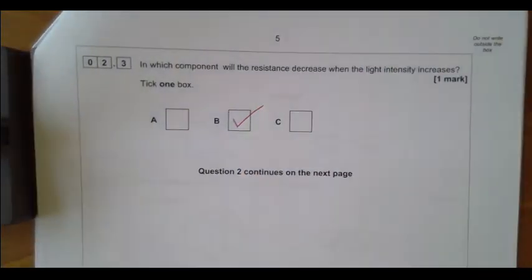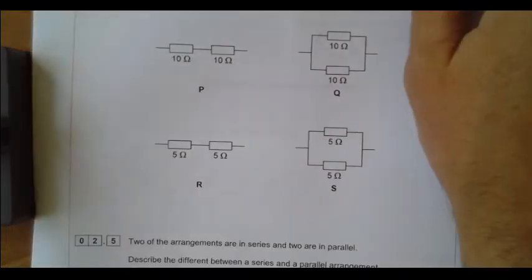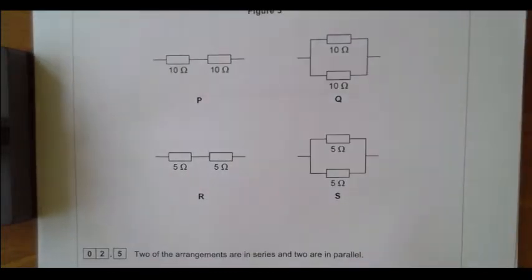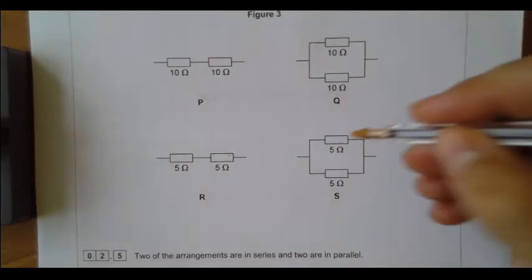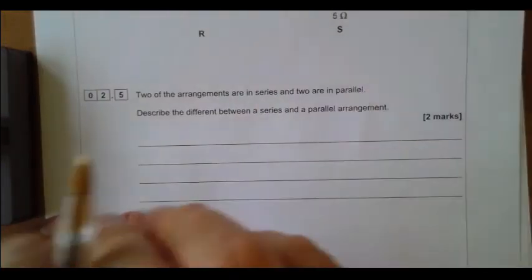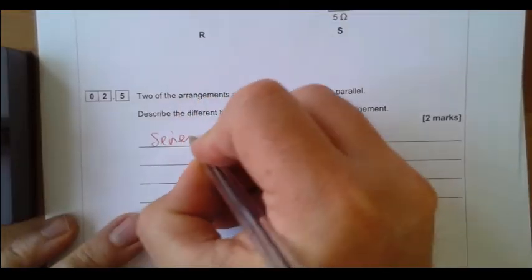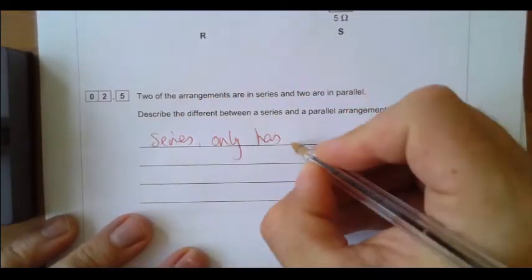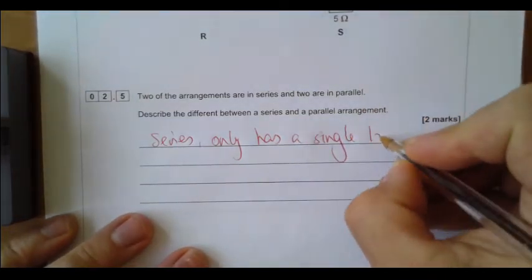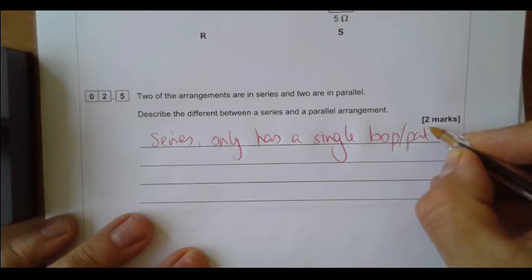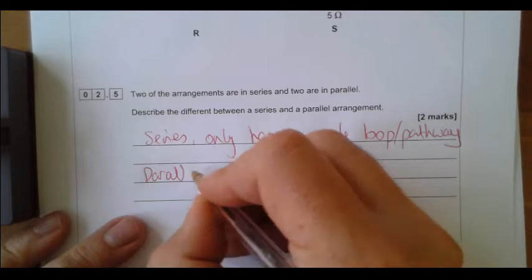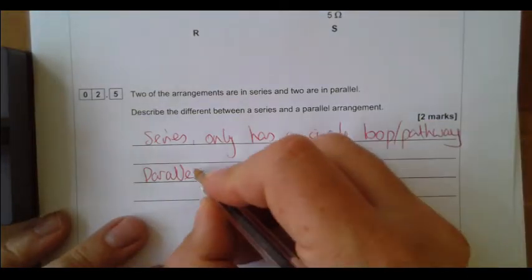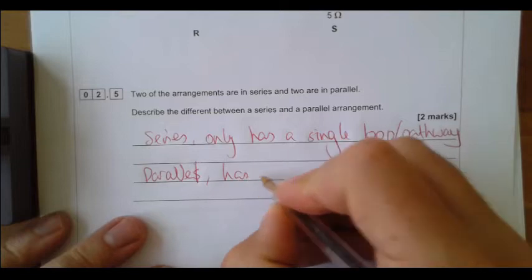Moving on to 2.5, we've got 4 different arrangements of resistors. We've got 2 series networks and 2 parallel networks. The difference between the 2, series only has a single loop or pathway through which the current can flow. Parallel, you have branches, so it can separate off into branches.